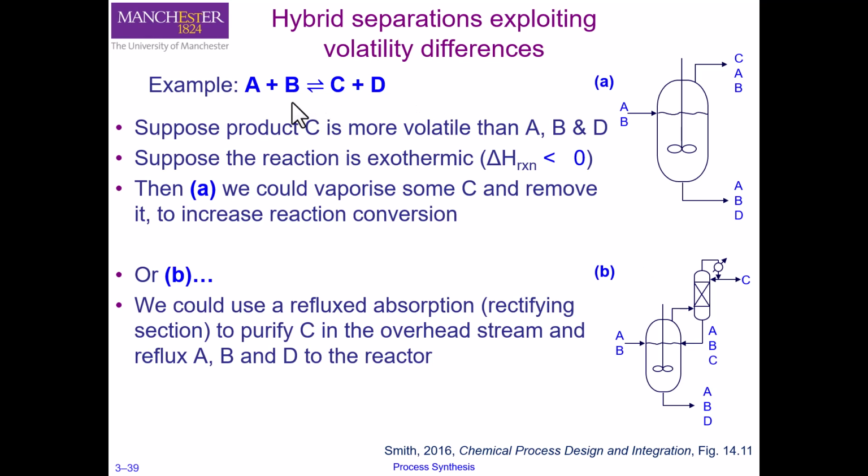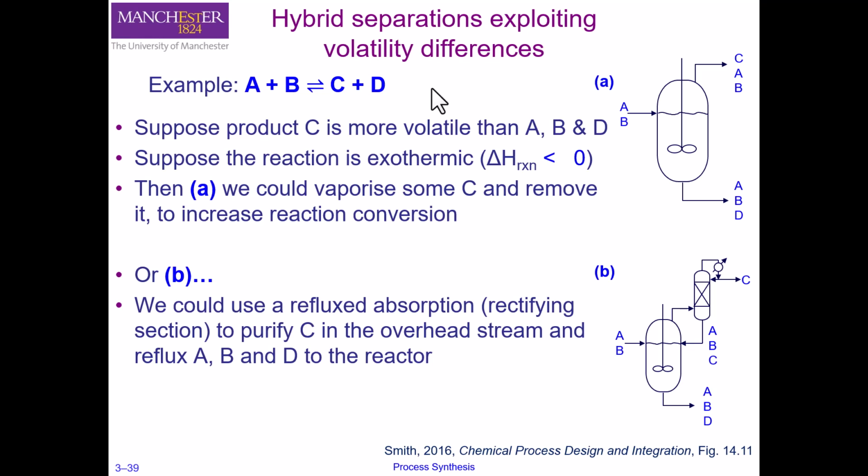In this example, we have A plus B reacting to form products C and D. The reaction is exothermic. It means that it releases energy. The heat of reaction is negative because the enthalpy of the products is less than the enthalpy of the reagents. So one option to separate C from D is that we can actually vaporize C if it is, let's say, more volatile than any other component.